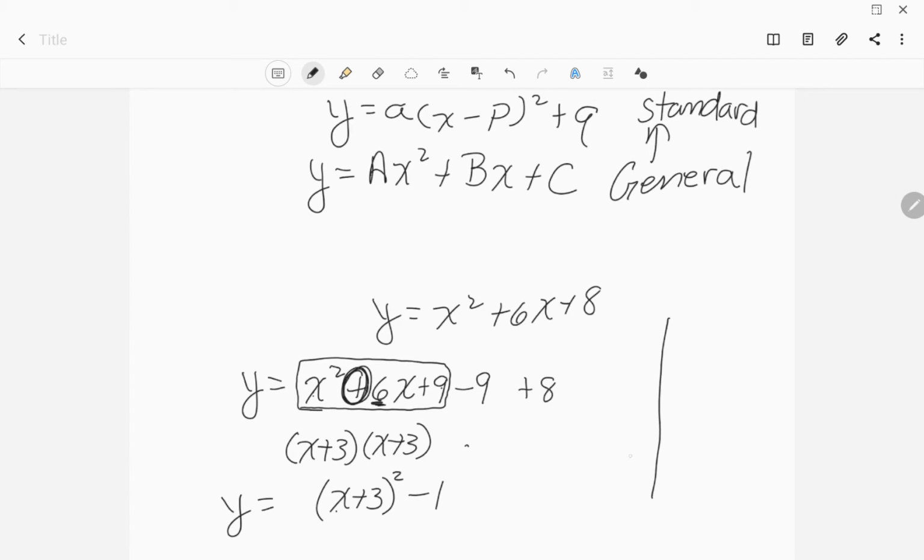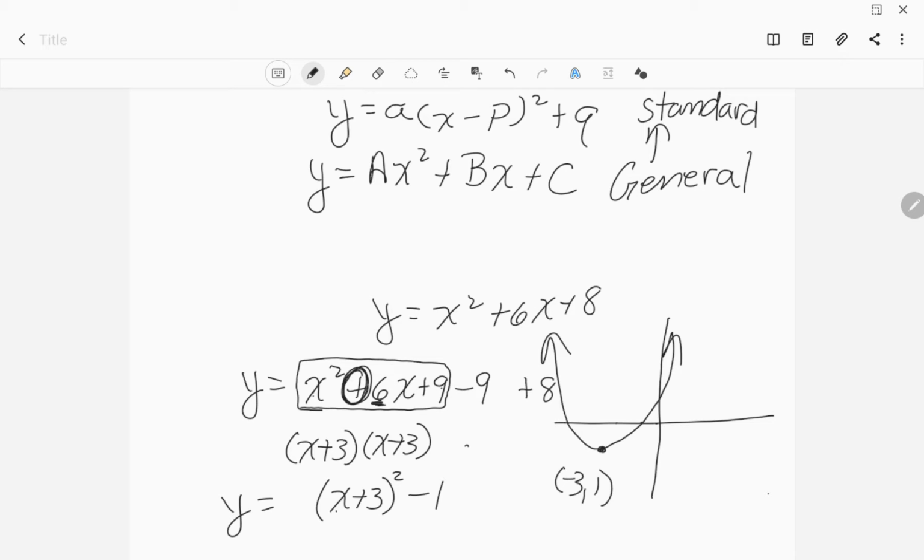So if they ask me to graph that, I know that the x plus 3 moves it to the left 3, 1, 2, 3, and I know that it moves it down 1. So I would end up with a vertex at negative 3 and negative 1. There's no number out in front, so that means it's not skinny or fat. It's just a regular size. And it's positive. There's no negative, so I know it opens up. So I know my parabola is going to look something like that. So I have a sketch.